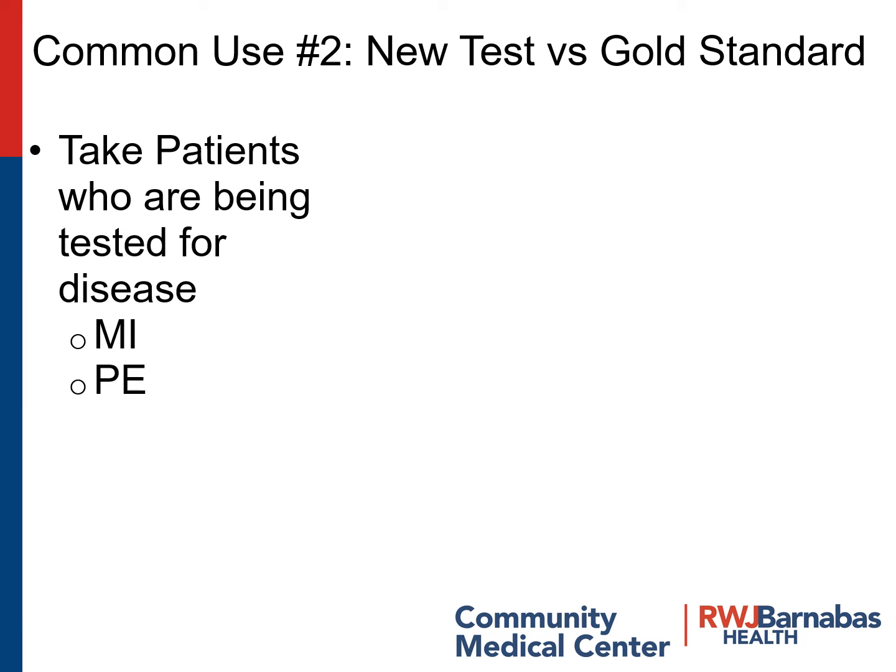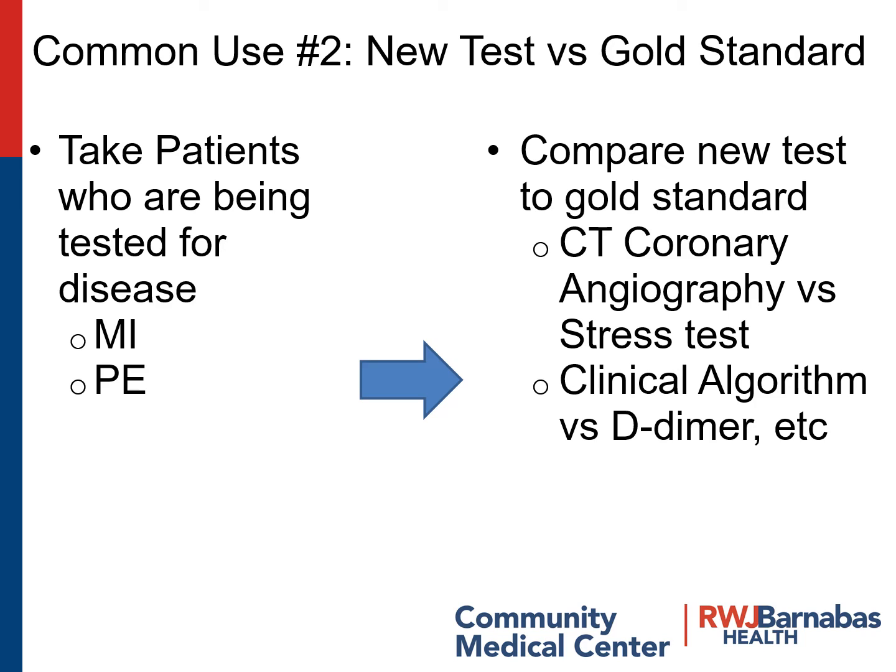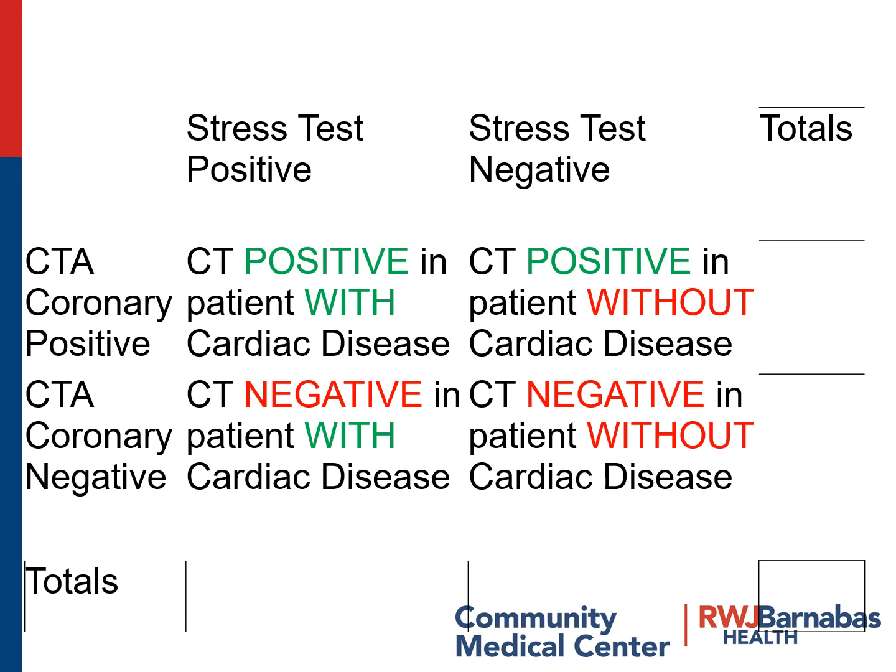The other way you can use it is patients who are being tested with a new test. It also applies for treatment with a new treatment. The math works the same either way. And you compare it to either a gold standard or whatever the standard of care treatment is. So if you're testing for MI or PE, you compare the new tests to a gold standard, CT angiography versus clinical algorithm versus D-dimer, etc. And here's the resulting 2x2 table.